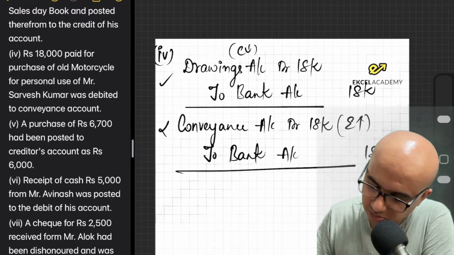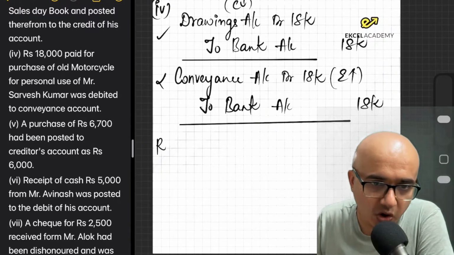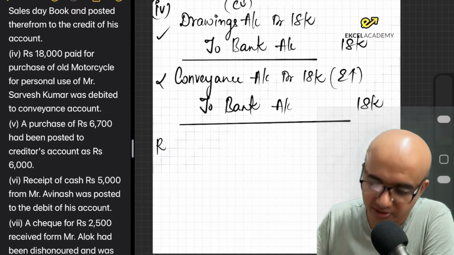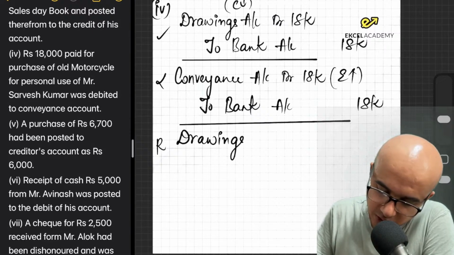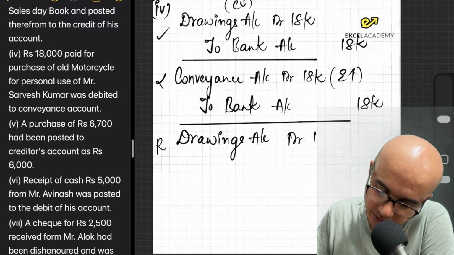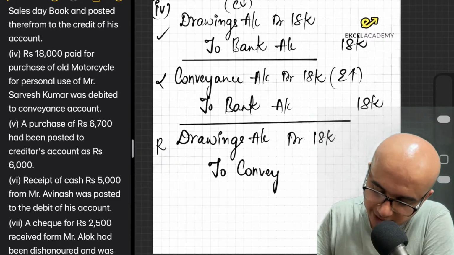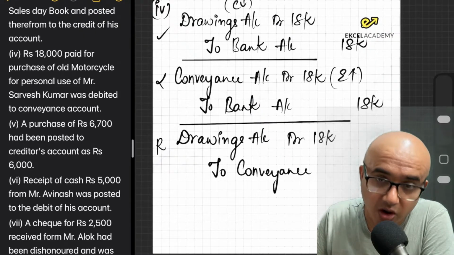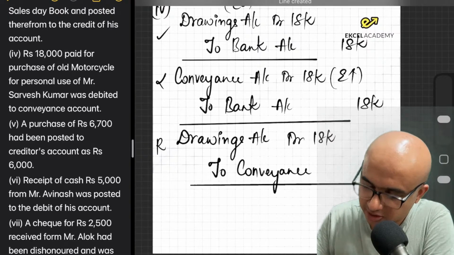So now, what is the rectification entry which we have to record? Very simple. The wrong debit given to conveyance should be cancelled. At the same time, give the right debit to drawings account. So the rectification would be drawings account debit 18,000 to conveyance. Right debit given to drawings and wrong debit reversed. That's it. Simple, easy transaction.